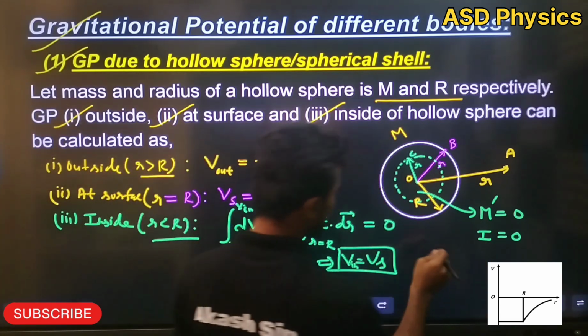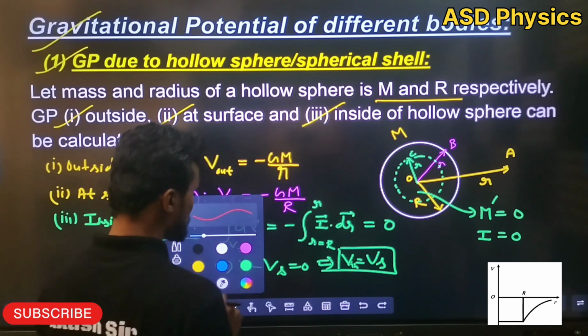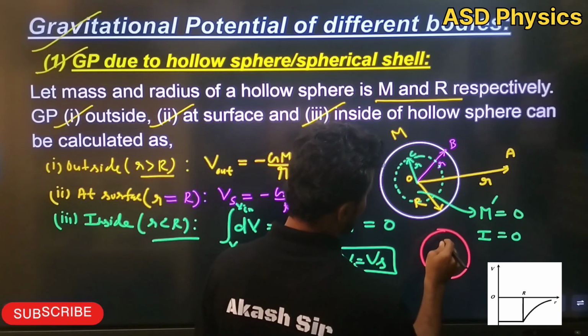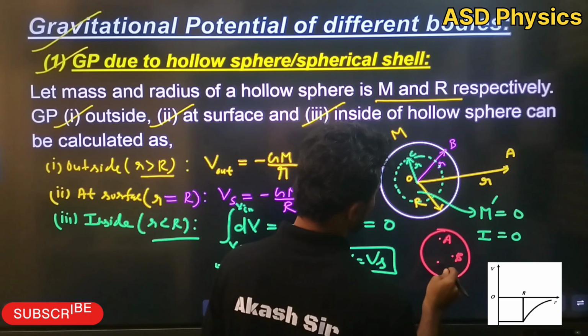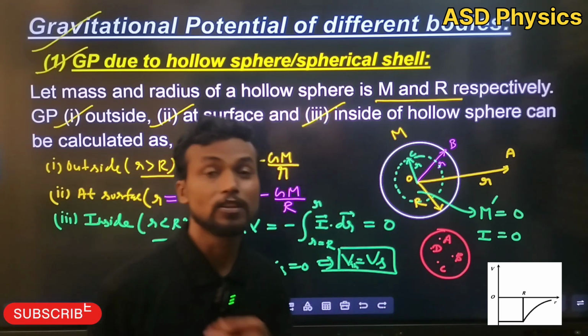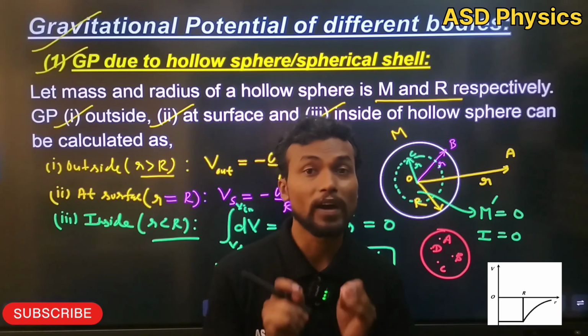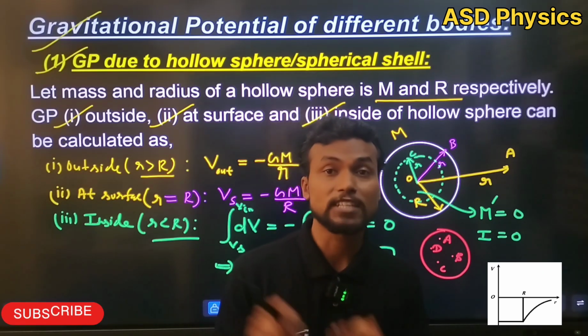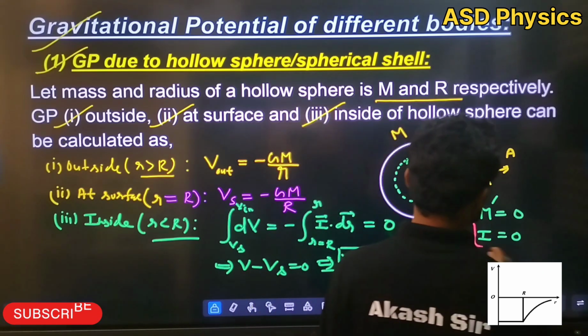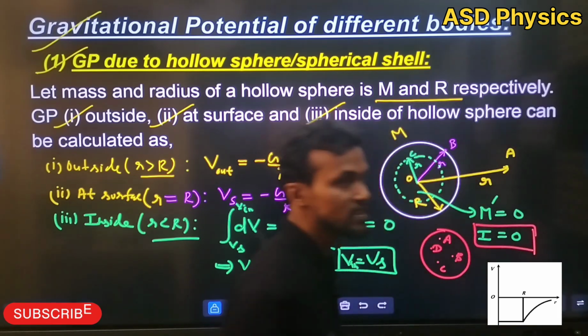Just for example, if I take one hollow sphere like this, and if I take some points A, B, C, D, potential at all the points will be the same. There is no potential difference. As there is no potential difference, that's why the gravitational field intensity inside the shell is 0.